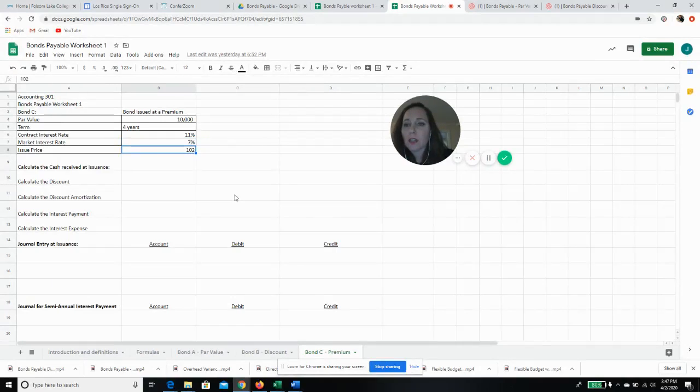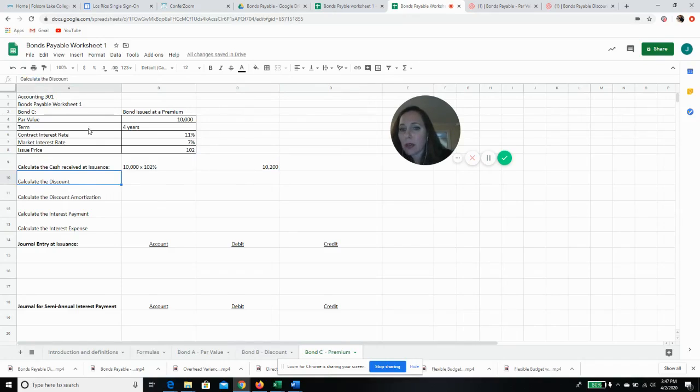All right, so let's start doing some calculations to get ready to do our journal entries. First thing we want to do is calculate the cash received at issuance. If you remember, that's going to be our par value times our issue price stated as a percentage. So times 102%, which would also be 1.02. Par value times 1.02. So we're going to issue our bond for $10,200. That's the amount of cash we're going to receive.